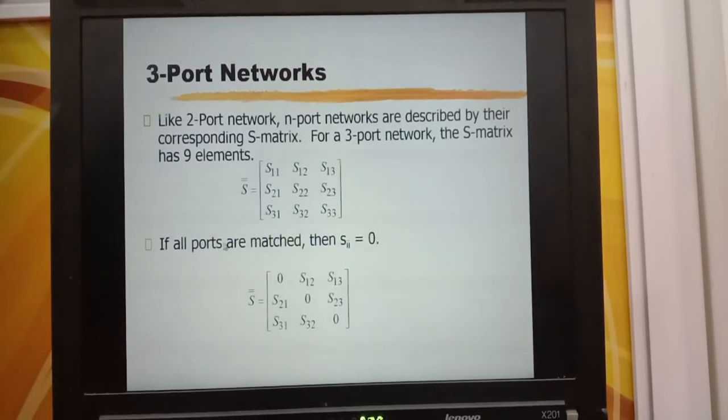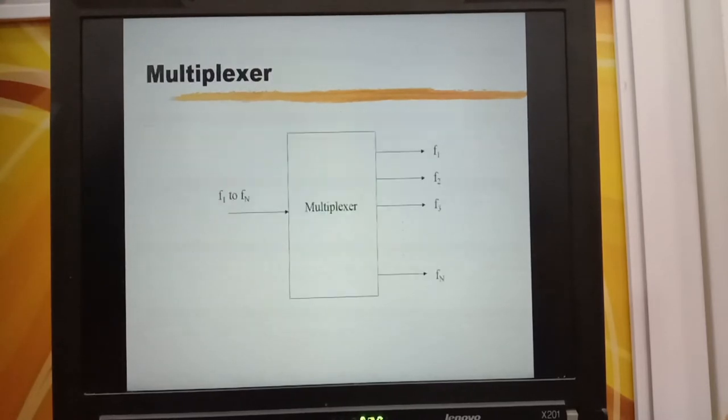If all the ports are matched, then Sii will be equal to 0. In other words, S11, S22, and S33 are all 0 because there's no reflection at all three ports. Examples of three-port networks include the diplexer and duplexer that we studied earlier.